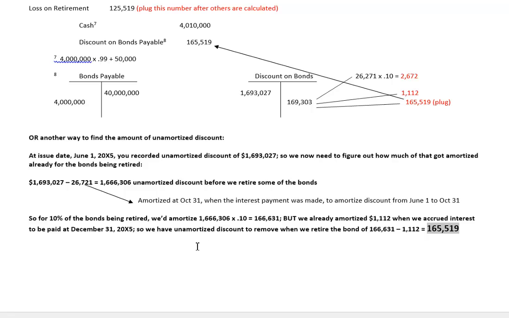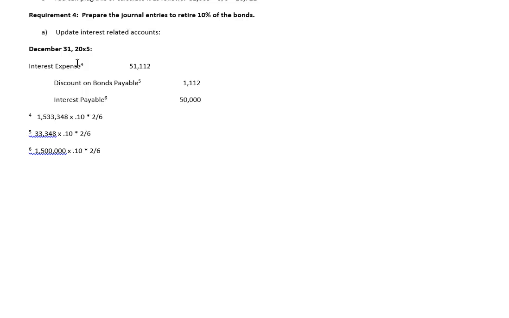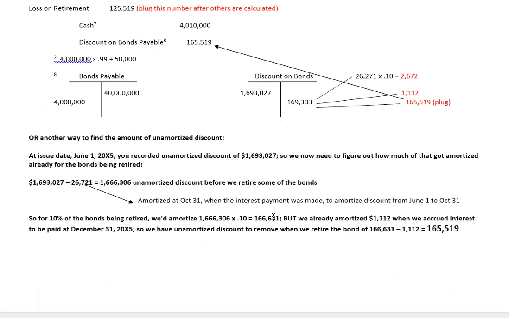How did we get it? Well, again, we said that of the original unamortized discount, we have to amortize 10% of it for the bonds we're retiring, or $166,631. But when we did the first step, which updated our interest accounts, which is our expense and our payable, we already amortized $1,112 of that $166,631. So therefore, when we retire the bond, we have to amortize the balance. And this matches up exactly with what we did with the T accounts.